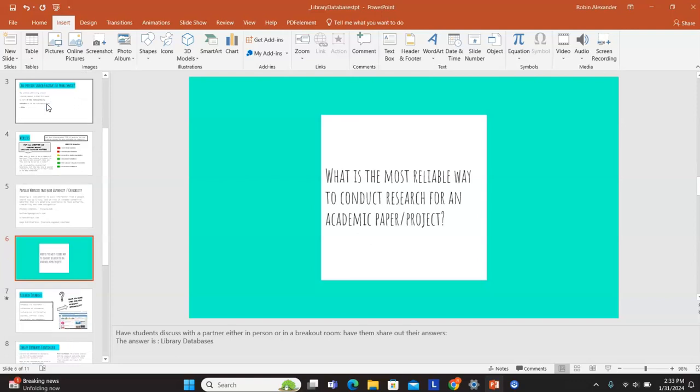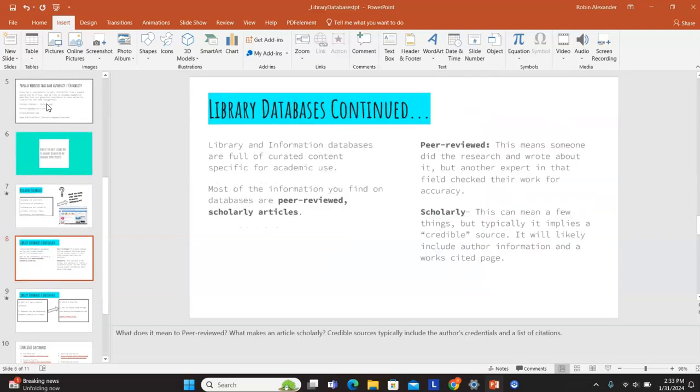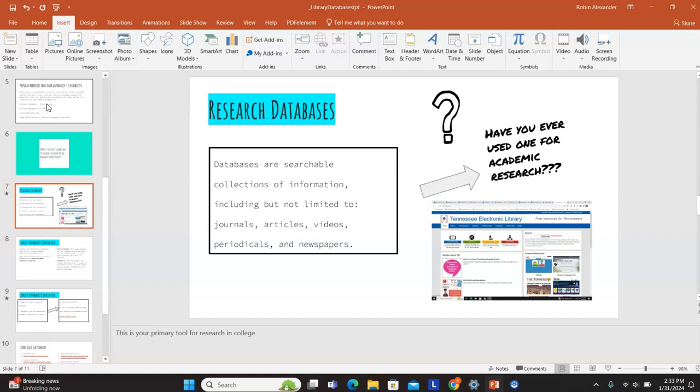Okay, so what is the most reliable way to conduct research for an academic paper? Research databases. These are a collection of searchable information not limited to journals, articles, videos, and periodicals. So these are not web pages. And these are going to be your primary tools for research in college.